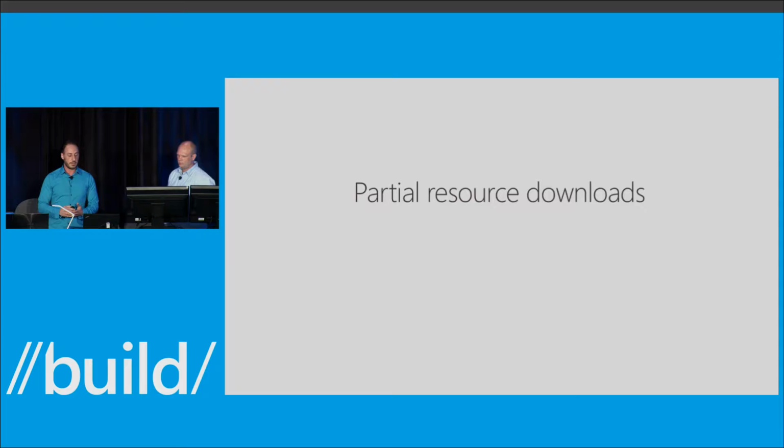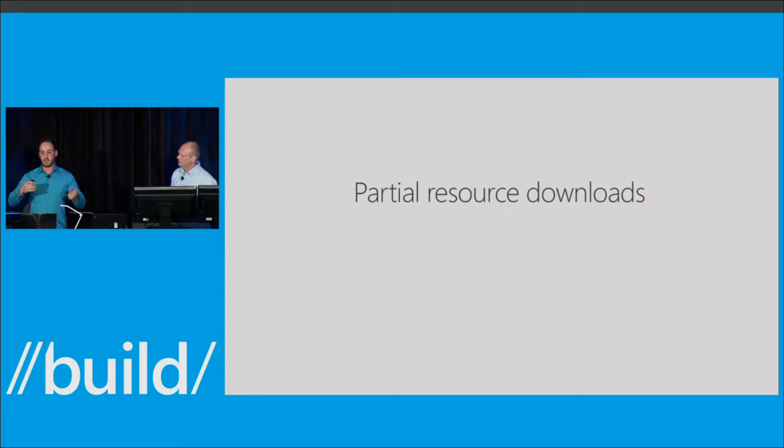The last optimization that I wanted to talk about is partial resource downloads. We've heard a lot in the keynote that we want to have these universal Windows apps that scale from small screens to big screens, everything in the middle, and sometimes even like HoloLens, no screen at all. And so we're starting to see a reason to have a lot of scales or a lot of languages if you have a multilingual app.